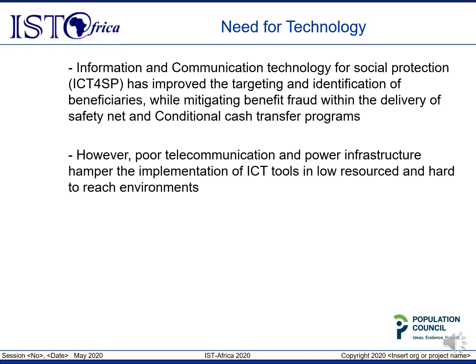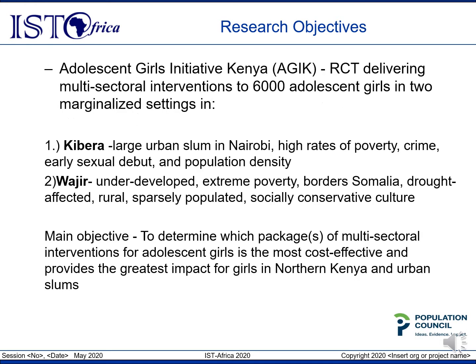Information and communication technology for social protection, that is the use of any kind of technology, for instance, use of biometric systems, use of management information systems or smart cards or global positioning systems, has been shown to improve the targeting and identification of beneficiaries and assisted to mitigate benefit fraud within the delivery of safety net programs and in particular conditional cash transfer programs. However, poor telecommunication and power infrastructure hamper the implementation of ICT tools in low-resourced and hard-to-reach environments.